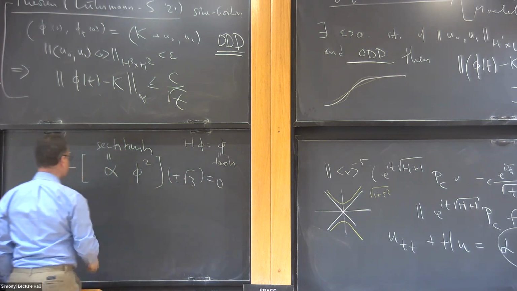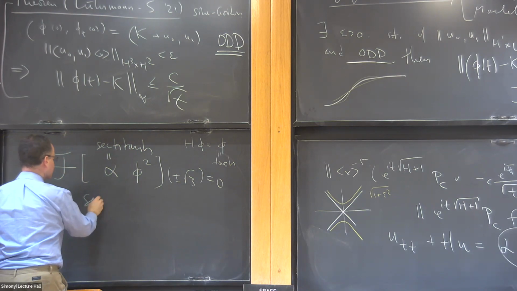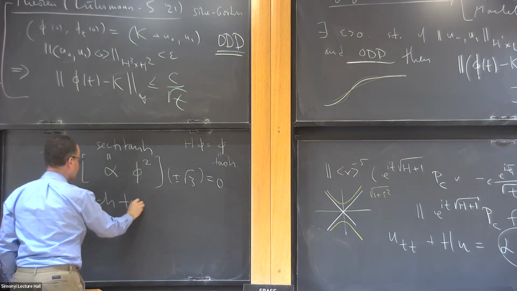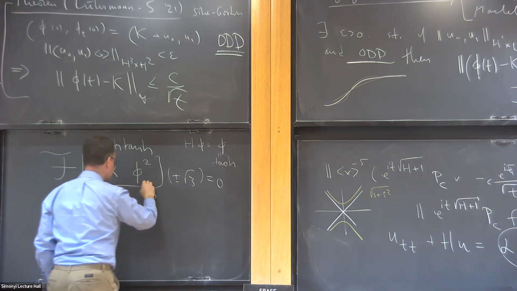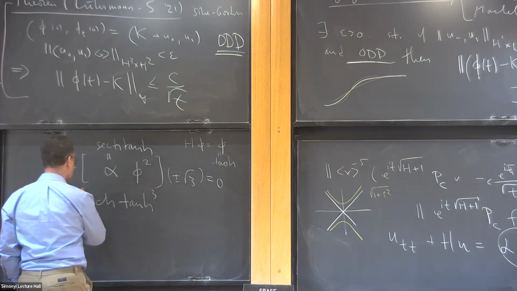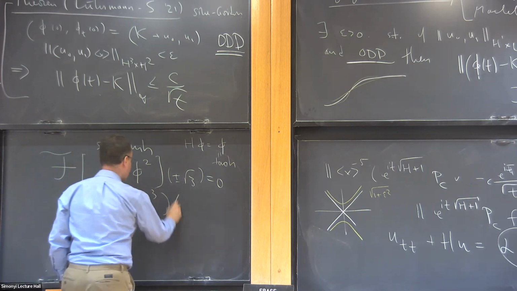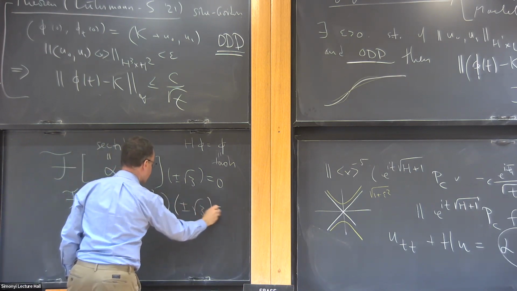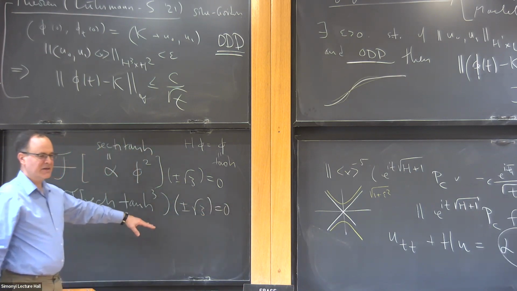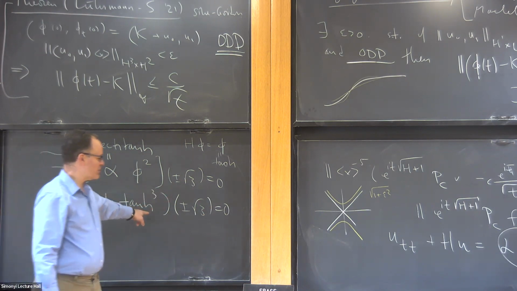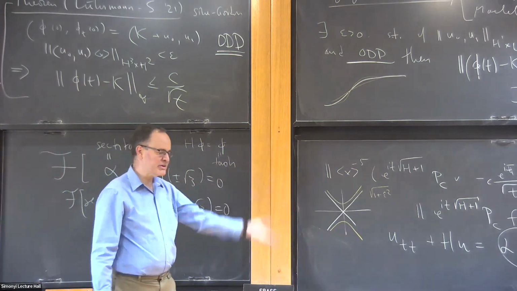So what you're really saying is, look at this, how crazy this is. Sech tanh cubed hat, no, I cannot write hat because this is the distorted Fourier transform, at plus minus root 3 is 0. This is this magic vanishing. And the magic vanishing is responsible for killing a small divisor.